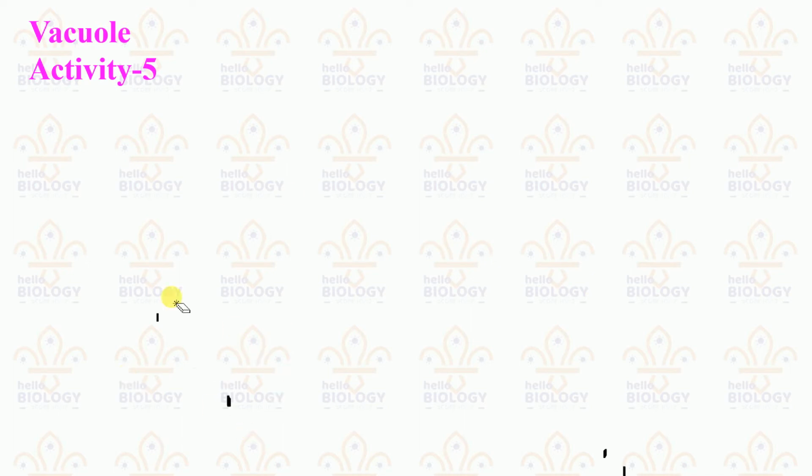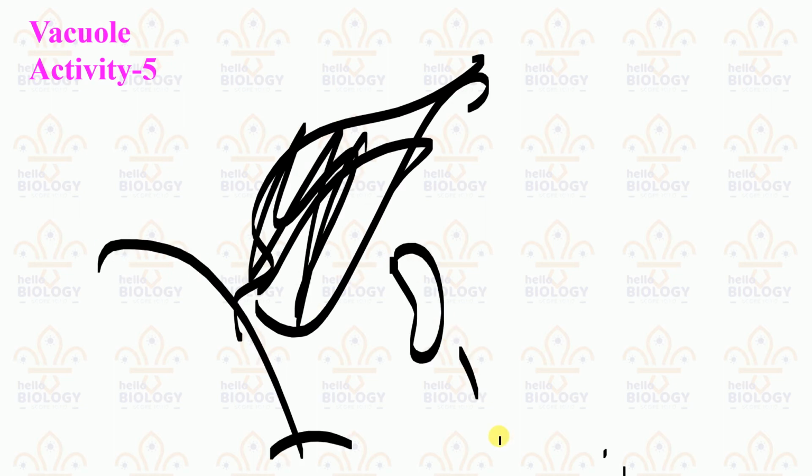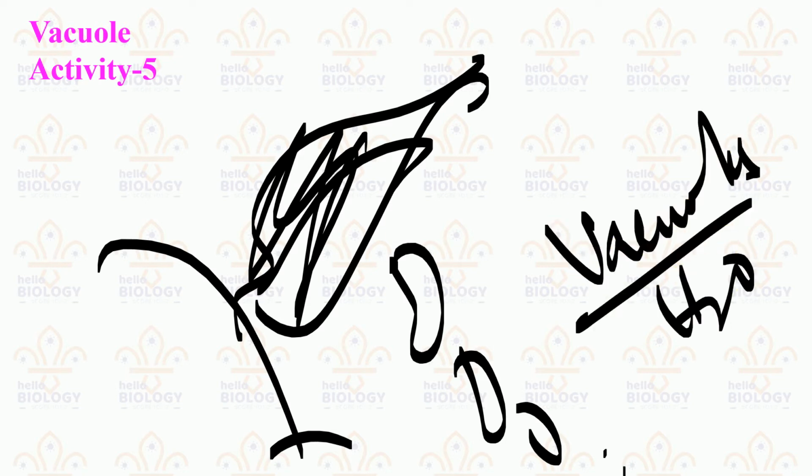If you pluck a normal leaf from the tree and crush it, water droplets will come. Why? Because vacuoles also store water. Understood? This is about the vacuole. So till here the activities are completed.